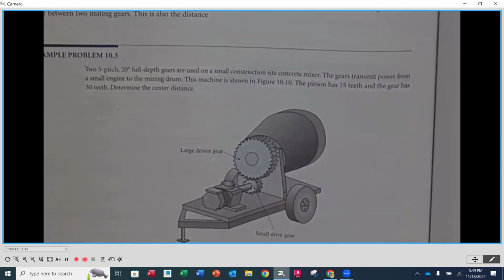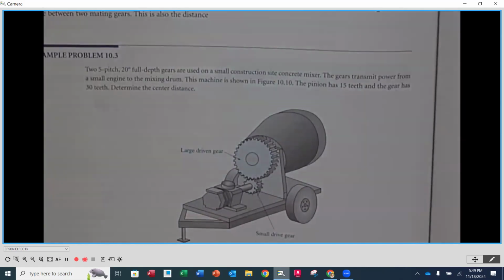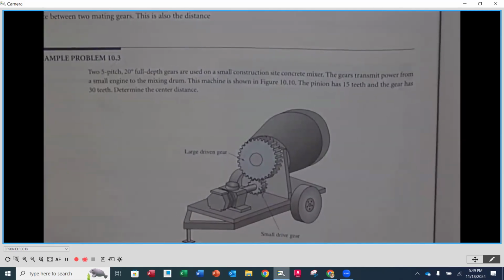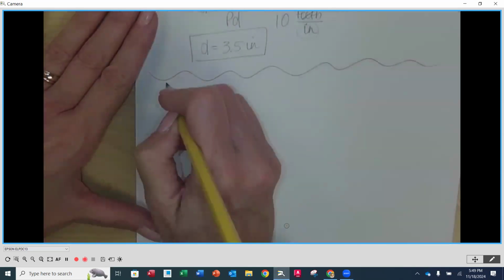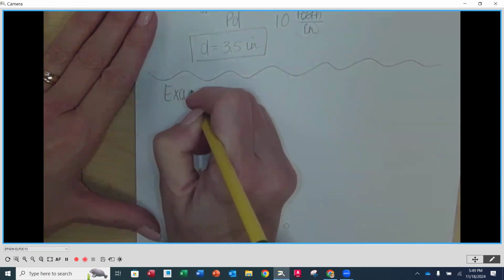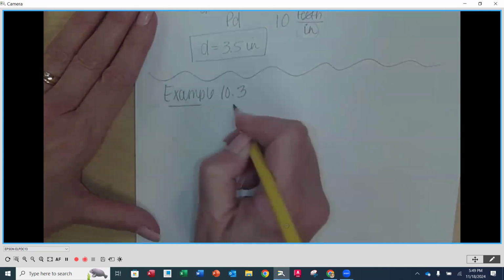Oh, I forgot about this. It just said we have two 5-pitch, 20-degree, full depth gears, okay? So let's do this example. This is going to be example 10.3.